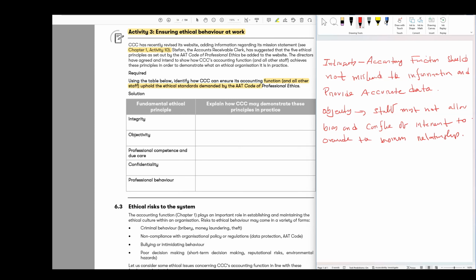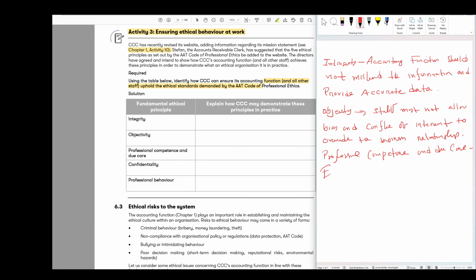After the objectivity, you have professional competence and due care. Professional competence and due care. This is all about you should have enough training, so ensure employees regularly update their technical knowledge, especially those with a responsibility for payroll, taxes, and financial record keeping.